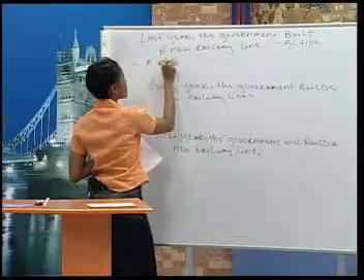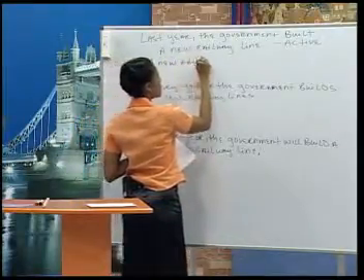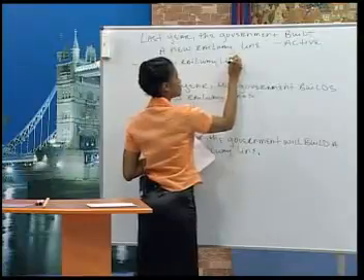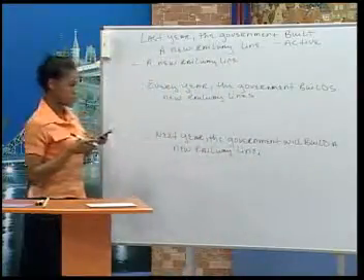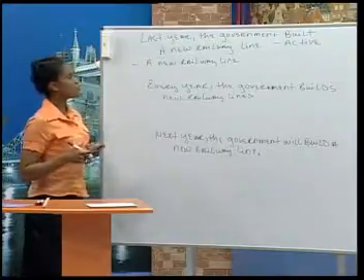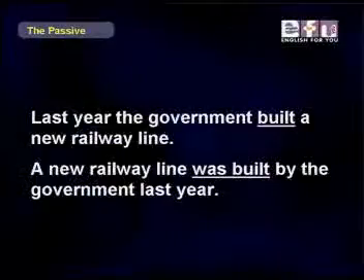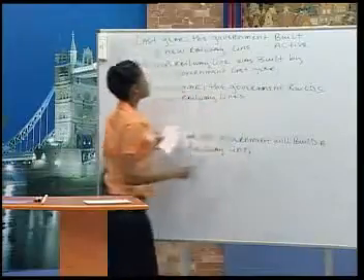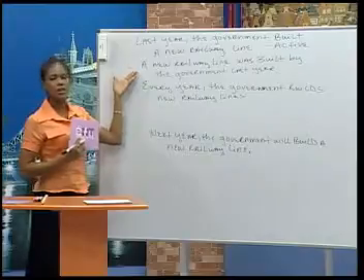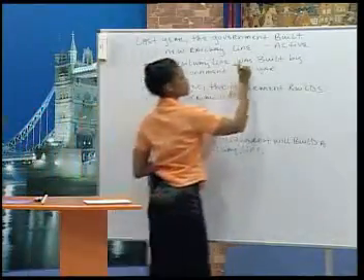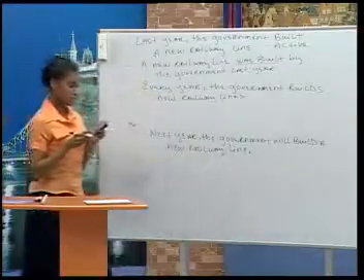So the passive sentence has to start with this. Good. So a new railway line. Okay, for our passive sentence, we'll start with that. Alberto, could you put this sentence in the passive, please? A new railway line was built by the government last year. By the government last year. Okay, so our passive sentence is a new railway line was built by the government last year.